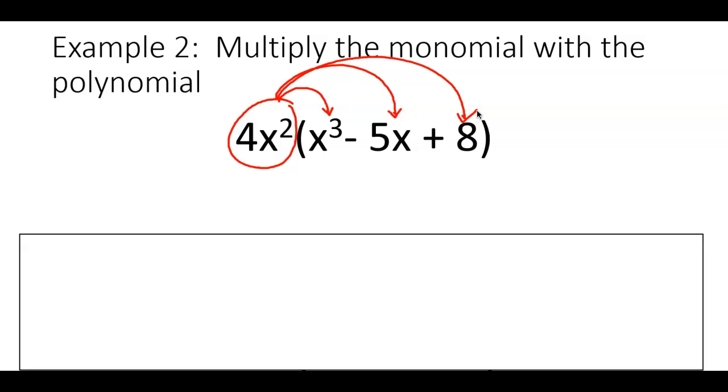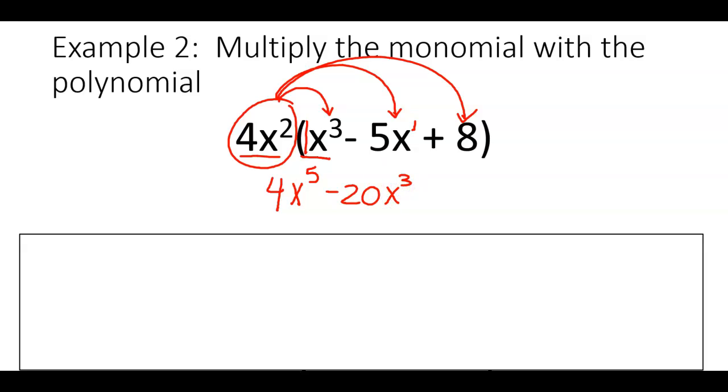Now there's no coefficient written here, but we said yesterday when there's no coefficient, what is it? 1. All right, so let's do this one and this one first. 4 times 1 is 4. 2 plus 3 is 5. So that's that first one. Let's do the next one. 4 times negative 5 is negative 20. And this one doesn't have an exponent, but that doesn't mean it's 0. What is it? It's 1 again. So 2 plus 1 is 3.